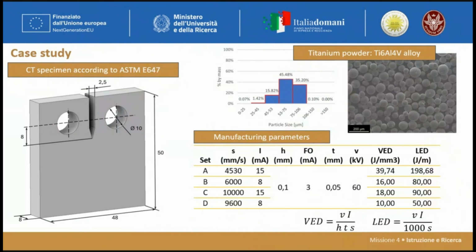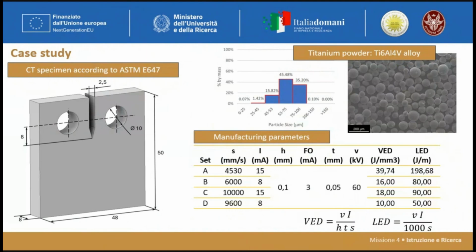We also evaluated the dimension of these particles, almost all of them. The diameter of the particles was between 45 and 106 microns. The sphericity and the uniformity of dimension are two important parameters to guarantee a good compaction of the powder during the process.